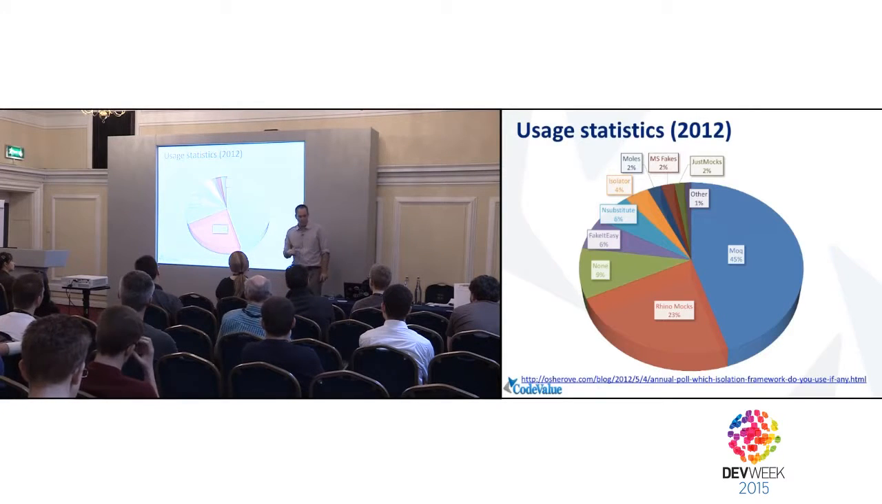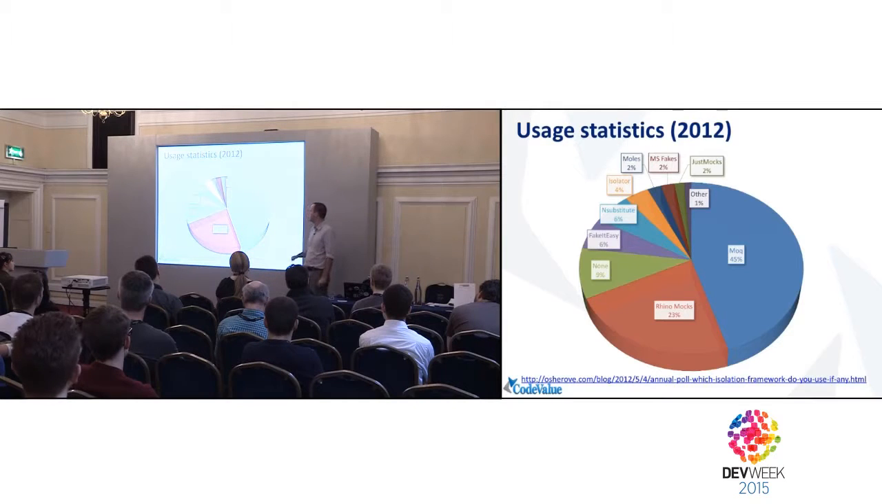Fake It Easy and NSubstitute got only 6% in this survey because that's the year they came out. Those are the new guys. Today, I think FakeItEasy and NSubstitute have much more than that. TypeMock Isolator, well, when you pay money, it's harder to get a buy-in from your boss, so only 4%.